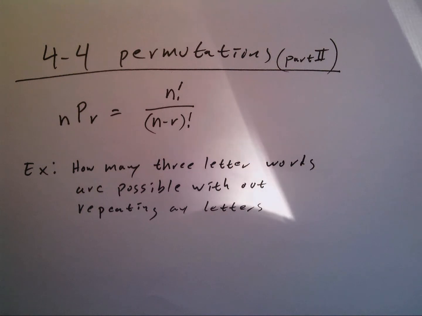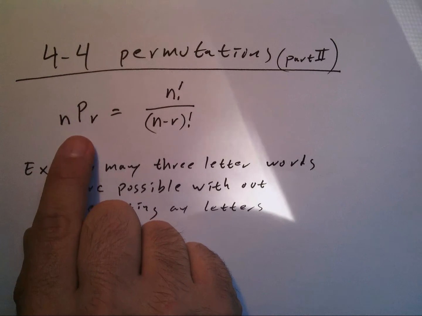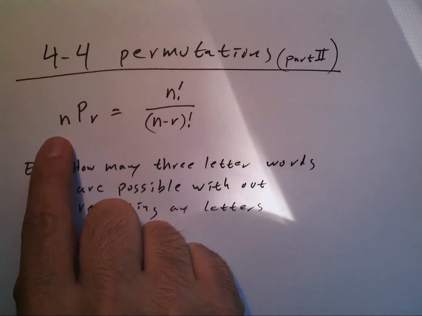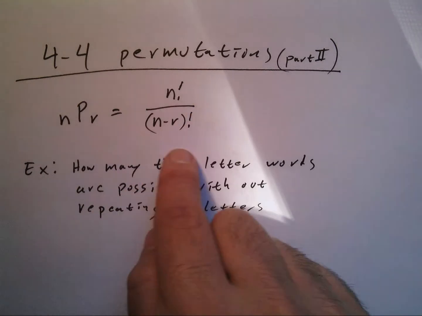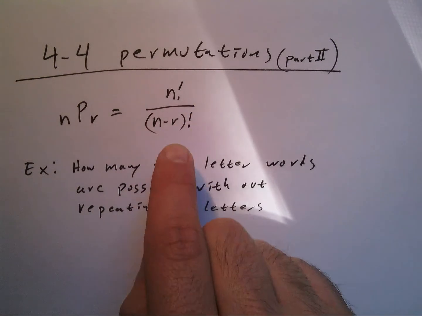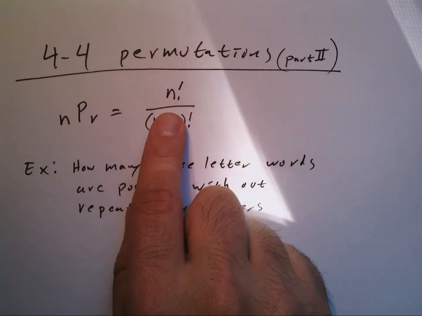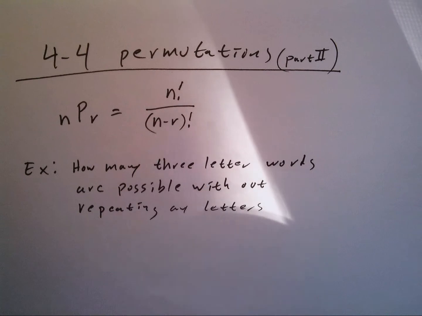Alright, this is 4.4, Permutations Part 2. When we look at the definition from the book, we have this new notation we've never seen before. We have n pick r, n permutations of size r. And here is the mathematical formula we will use for it. Refer to the earlier video when I talked about factorial in case you missed that one.